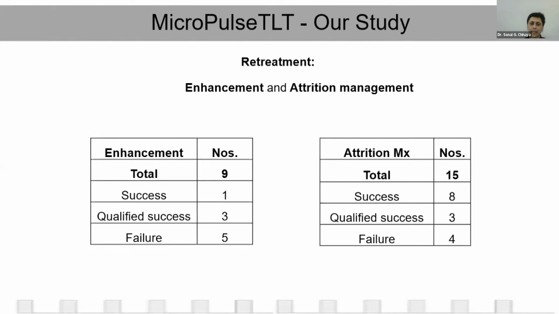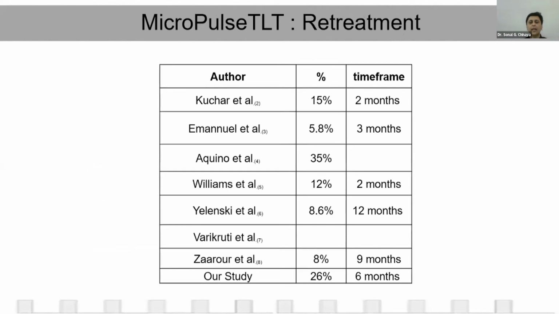In patients with suboptimal intraocular pressure drop, we retreated with the hope of enhancing initial pressure drop and faced 5 failures out of 9 cases. In patients with initial target intraocular pressure reduction, which showed an updrift of pressure over time, we retreated to manage this attrition. And here we had 8 patients with success out of 15 and 3 additional patients of qualified success. Again, retreatment across the studies ranged from 5.8 to 35%.